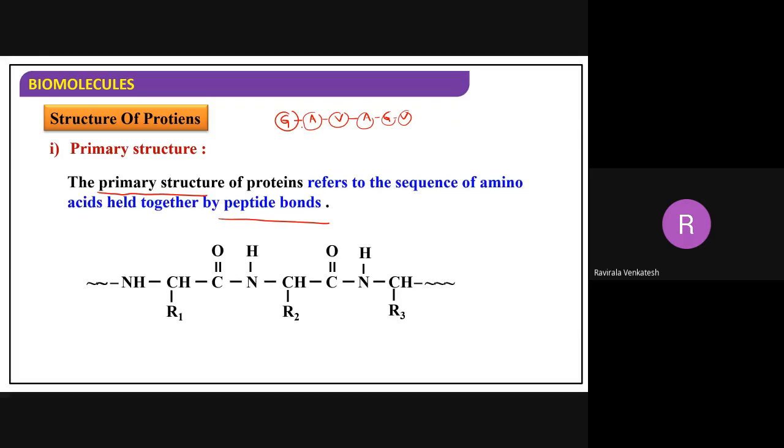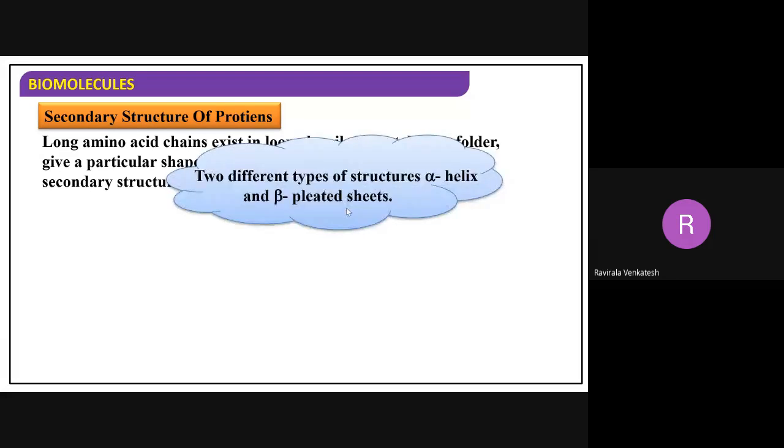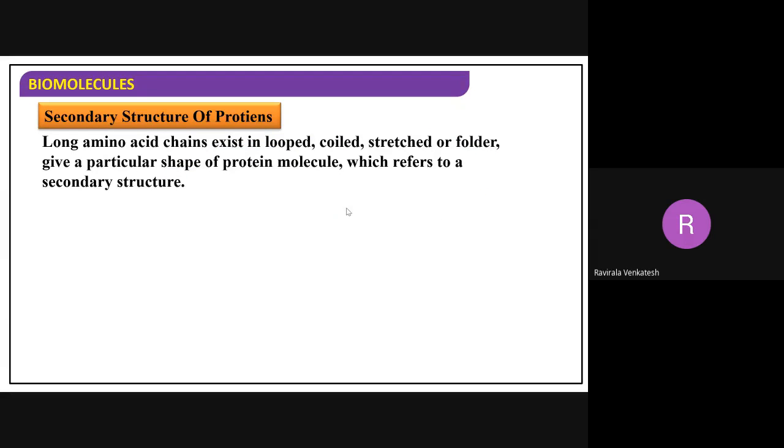By removing water, like this, something like this. Now you cannot change the basic structure, the primary structure. So primary structure is formed by peptide bonds. The secondary structure of the proteins: long amino acid chains exist in a loop, coiled, stretched or folded. How do they get this coiled type of structure? Because of hydrogen bonding.